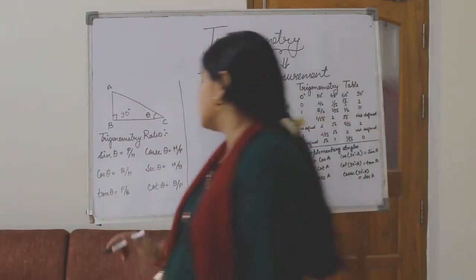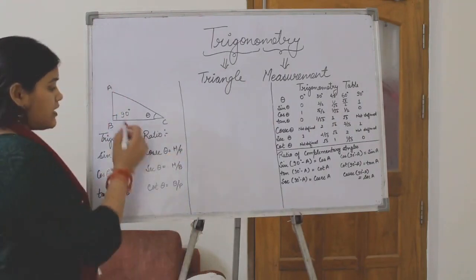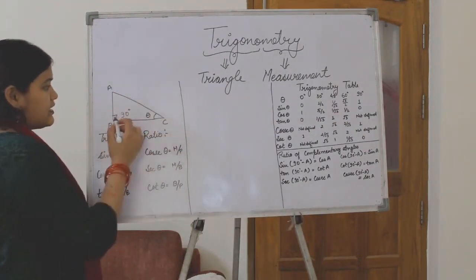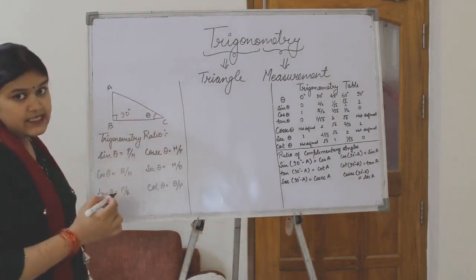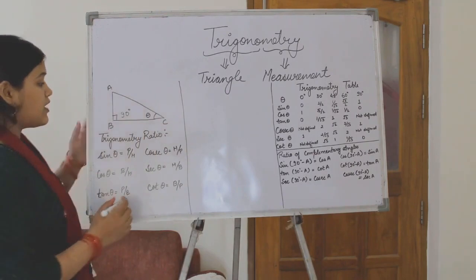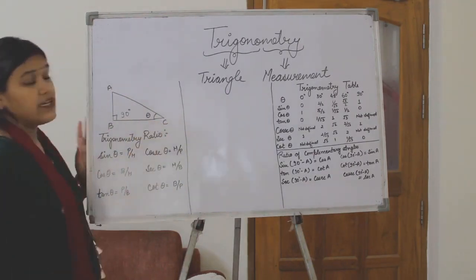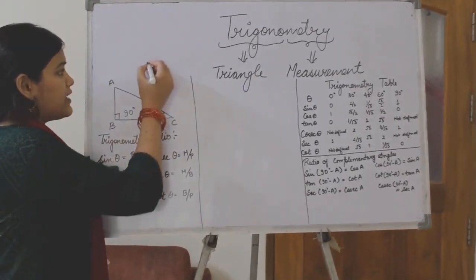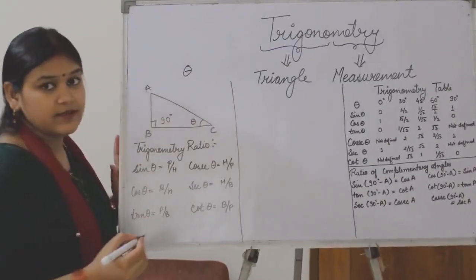Right angle triangle. A triangle in which an angle is equal to 90 degrees is known as a right angle triangle. Here ABC is a right angle triangle. On point B it is 90 degrees. Now come to the word theta. Theta is a Greek alphabet. We use theta to represent an angle.